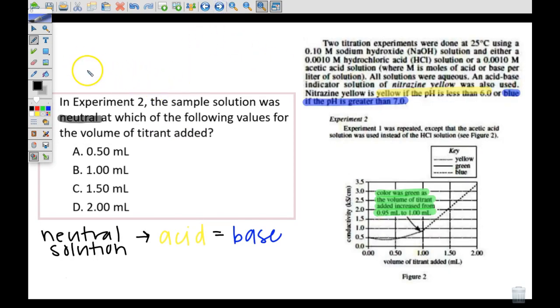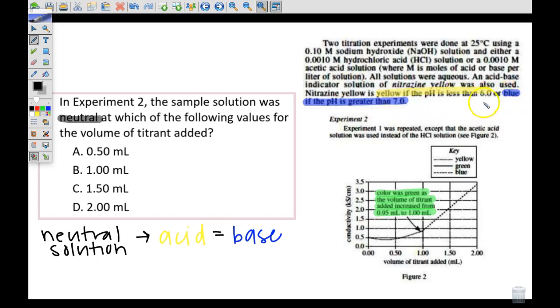In question 2, it asks, in experiment 2, the sample solution was neutral at which of the following values for the volume of titrant added? For this question, you have to have a little bit of background knowledge in chemistry, where a neutral solution means that the amount of acid is equal to the amount of base. In middle school, you should have learned about the pH scale. And if the pH of a solution is less than 6, that means it's acidic, which is why they're both in yellow. Or it's a base if the pH is greater than 7.